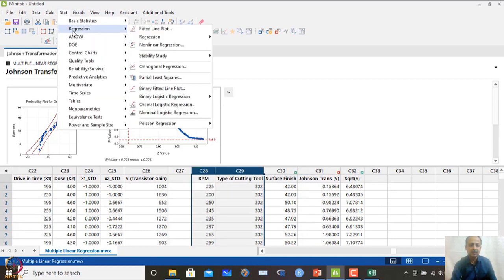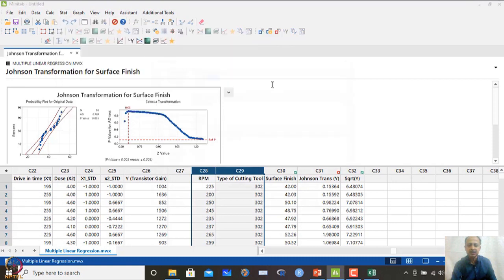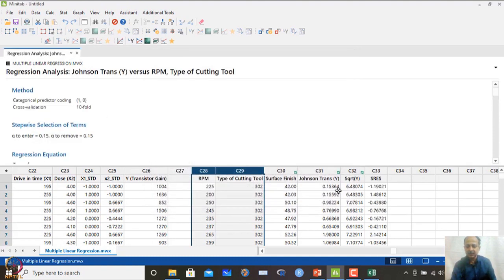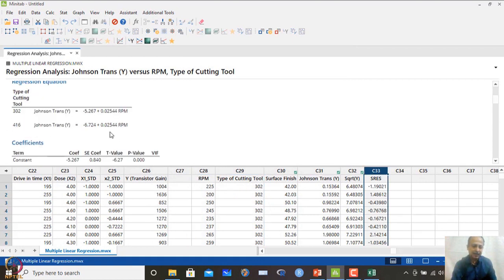So, what we will do is that we will go to regression analysis, fit regression. Instead of the square root, we will use Johnson's transformed variable, and other things remain the same. So, I will click OK. And we will get a residual over here, and we will get the equation. So, after Johnson's transformed variable with the RPM, this is given for 302 and 416 types of tools like that.